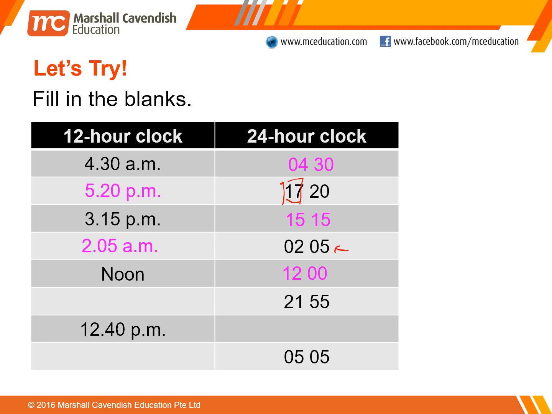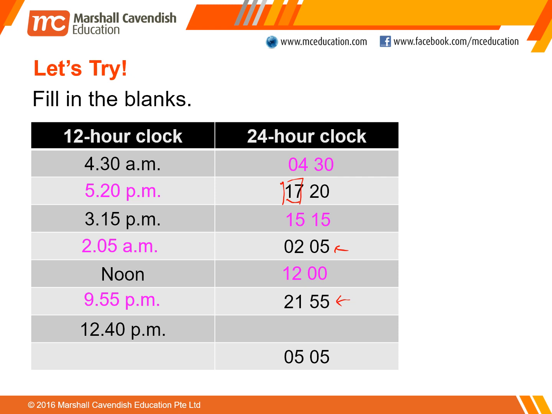What about 21:55? 21:55, I will have to write in a 12-hour clock by minusing 12 from the hour. 21 minus 12, I get 9. So this is 9:55 p.m.